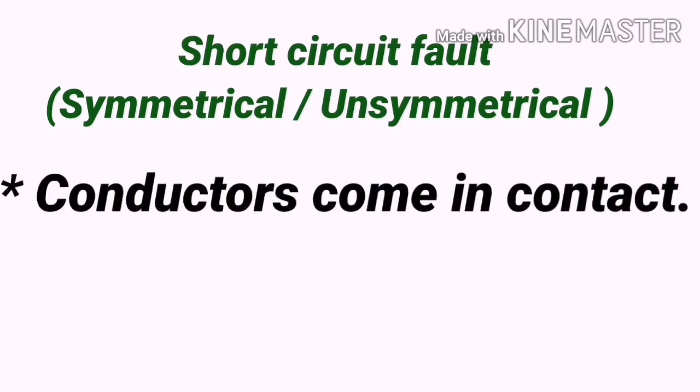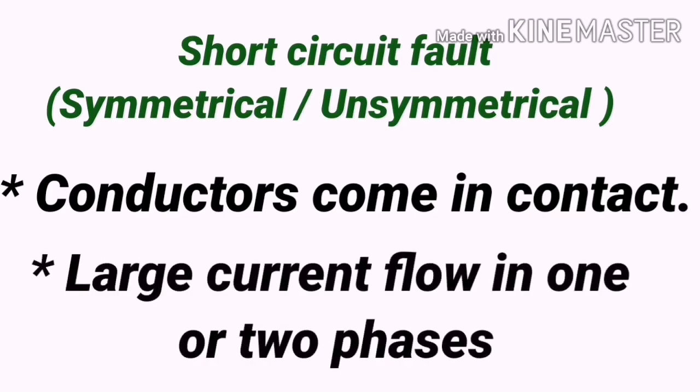Now see the short circuit fault in three-phase power system. In this type of fault, the conductors of the different phases come into contact with each other, with a power line, power transformer or any other circuit element, due to which a large current will flow in one or two phases of the system. This large current is used for determining the rating of circuit breaker.